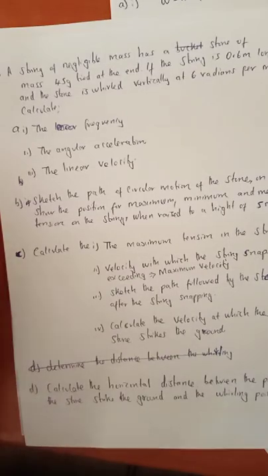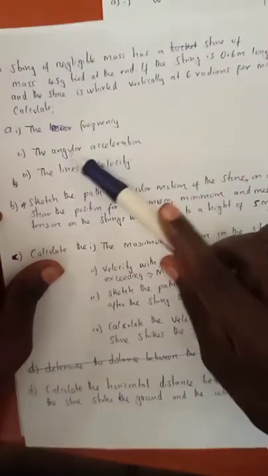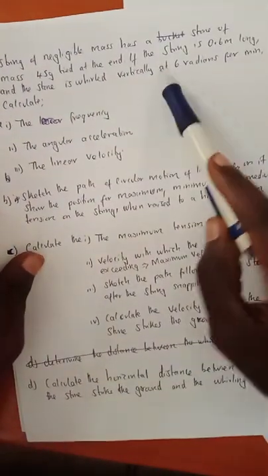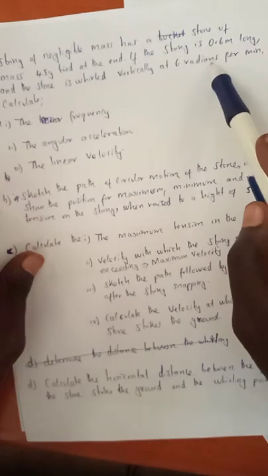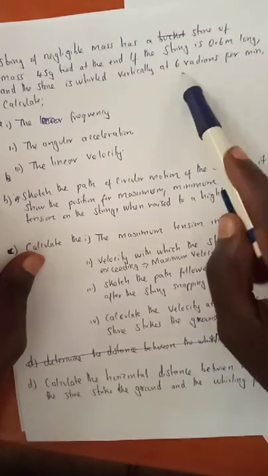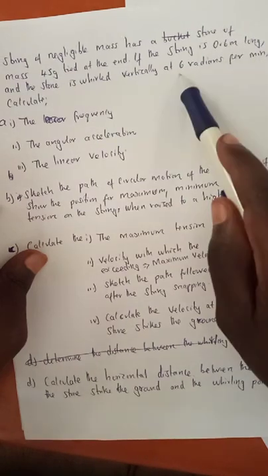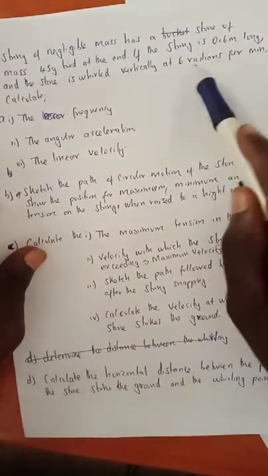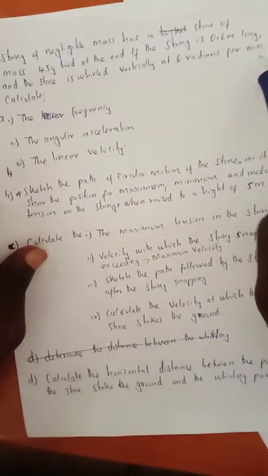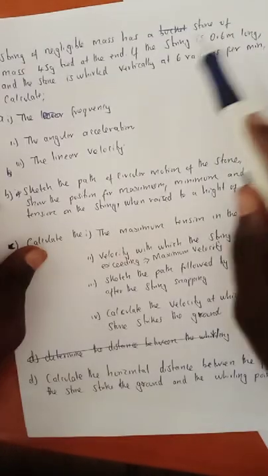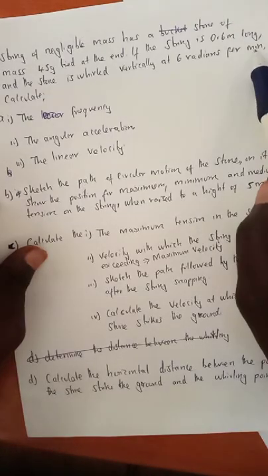So starting with the first part, calculate the frequency. We have been given that it is 6 radians per minute. That means it is angular velocity, but the units are not in SI. So you convert from radians per minute to radians per second. Convert 1 minute to seconds. Remember, 1 minute is 60 seconds.